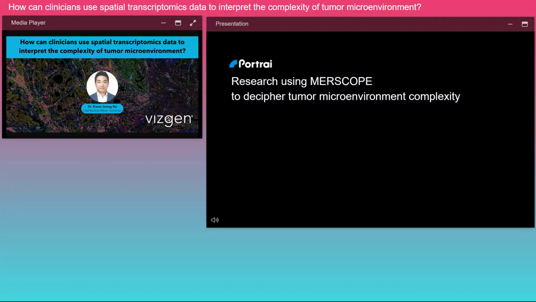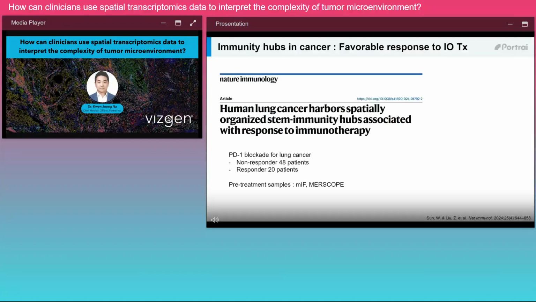In this section, I would like to briefly show a recent study that used MERSCOPE to decipher the tumor microenvironment of lung cancer, especially the spatial features related to immunotherapy response. As immunotherapy has revolutionized lung cancer treatment, and its mode of action is deeply related to immune-cancer cell interactions, many researchers use spatial transcriptomic technology for understanding immunotherapy response and resistance.